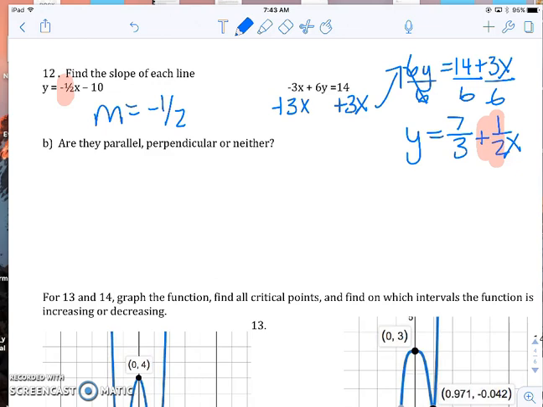So the next thing, are they parallel, perpendicular, or neither? So these would be neither. They're similar, but one's negative and one's positive.